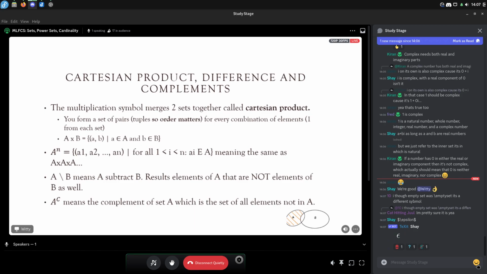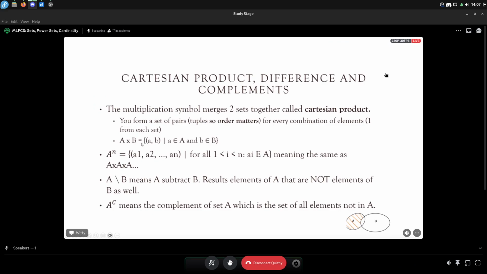So if you're multiplying A with B, or Cartesian producting, I should say, then you'd always have to put the element from A first and then the element from B. And that's represented in this mathematical notation, which, as you can see, is actually using a lot of the set notation that we learnt above.